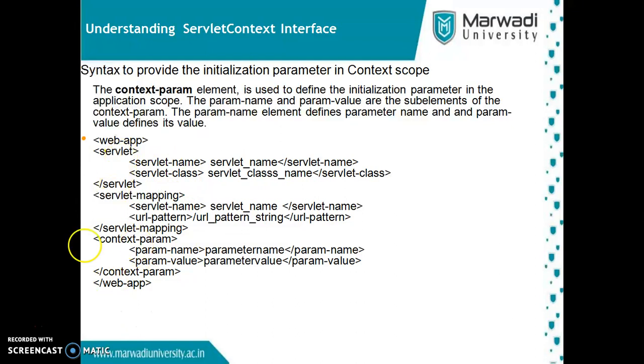The difference is that whatever value we are providing inside the context param, it is available at the application scope. In the previous case, during ServletConfig, we were writing the parameter name inside the init param that is available at the initialization phase for the individual servlet, but context param is available throughout the application, so you can access these values from any of the servlets.